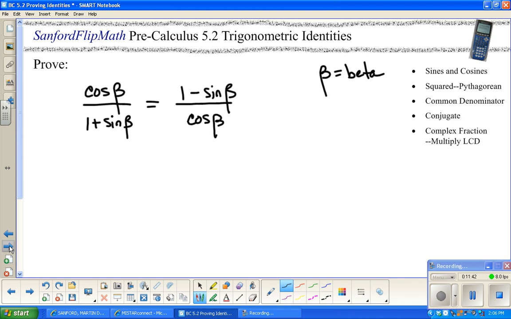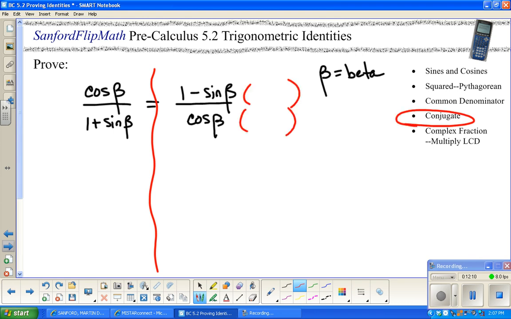Okay? All right, so what we're going to do is try and make the left side look like the right side, or we can make the right side look like the left side. Now, for the most part, I've been working with just the left side. You don't have to work with the left side. You can work with the right side. So I'm going to work with the right side, just to mix it up. One of the things that we've been doing, and we're seeing more of it in this section, is the conjugate. So I'm going to multiply the top and bottom of this side by the conjugate. Instead of 1 minus sine, I'm going to do 1 plus sine.